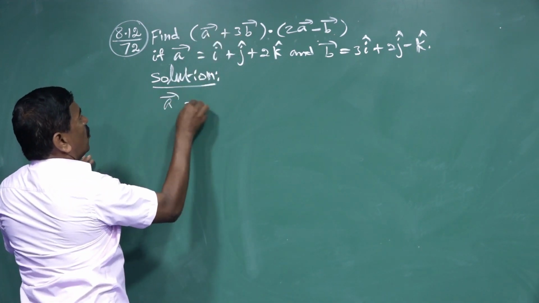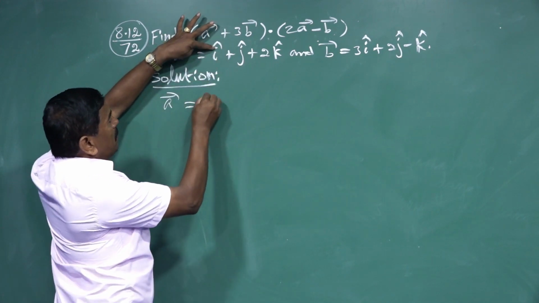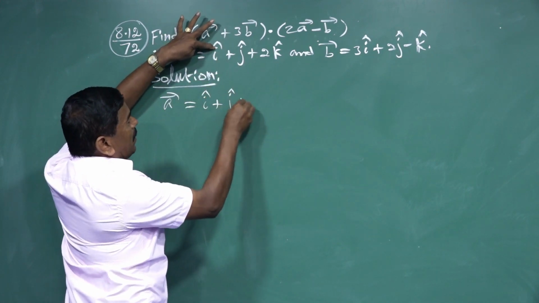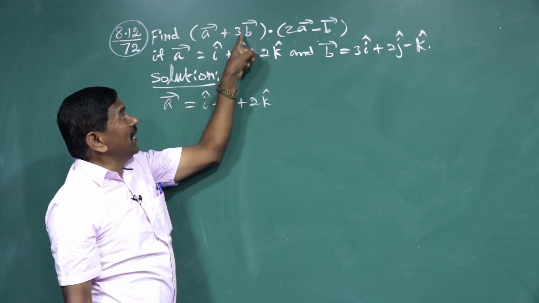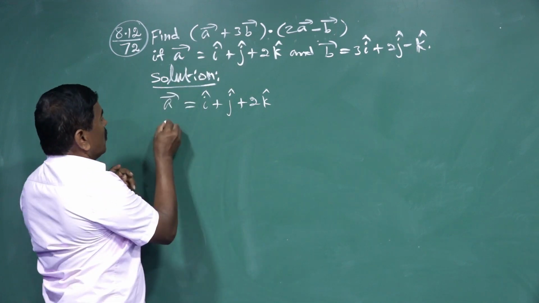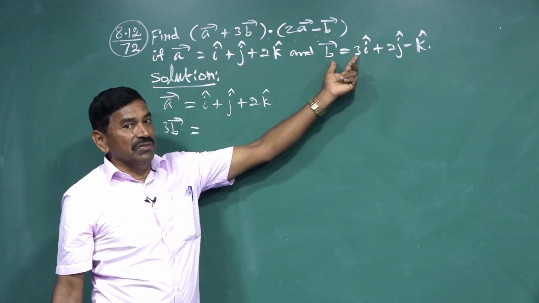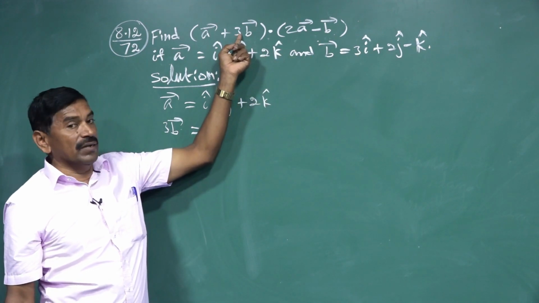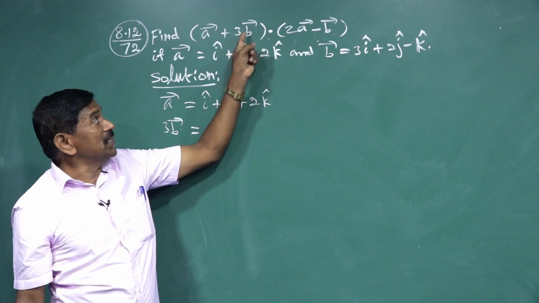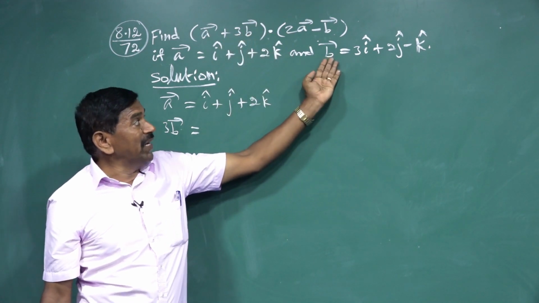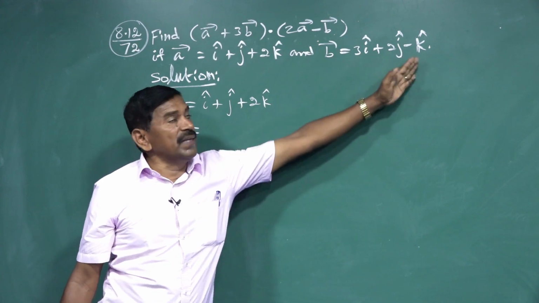Can you tell me what is A vector? Yes, A vector is equal to I cap plus J cap plus 2K cap. A vector is ready. Next I need 3B vector. B vector is given, but I need 3B vector, which means B vector is multiplied by 3. That means the third table.